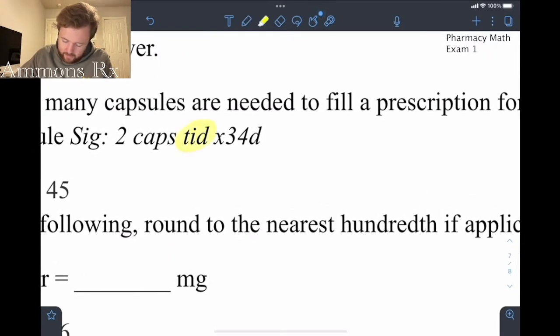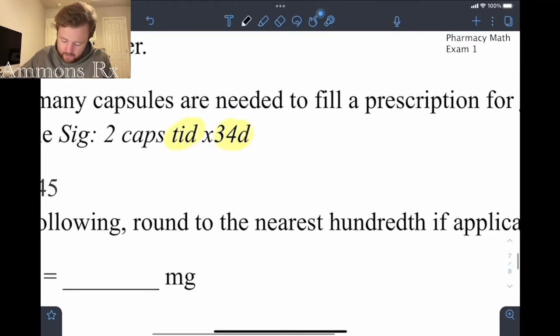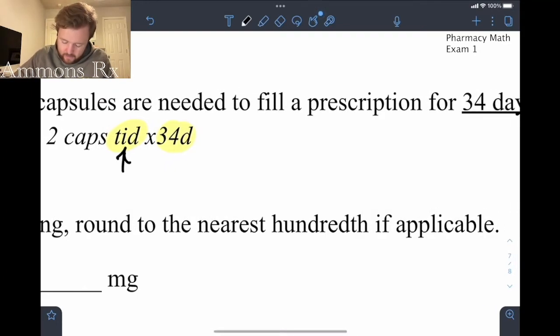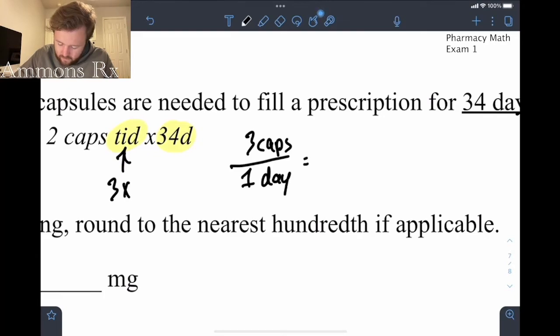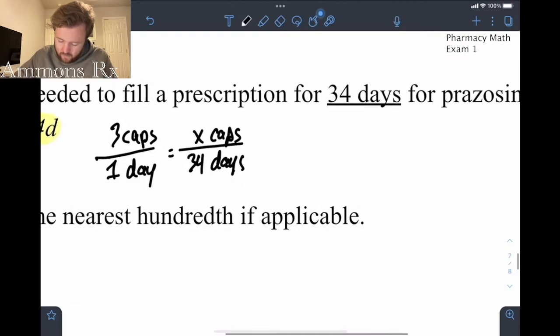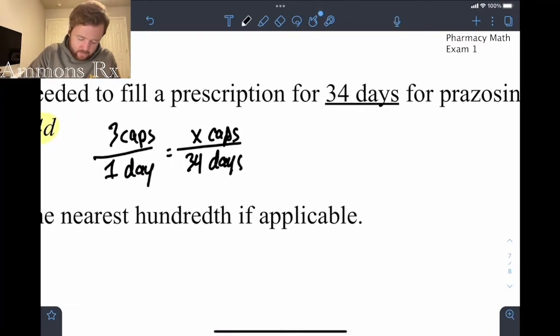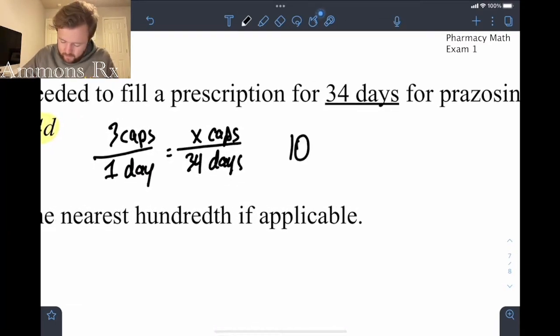Once again, how many they take a day, or how long they need to take it. So TID is 3. So it's 3 tabs. Oh, we're talking about caps, my bad. Three times 34, that's 102.